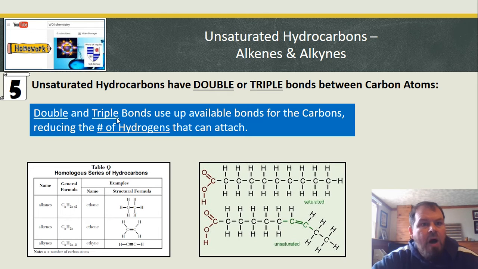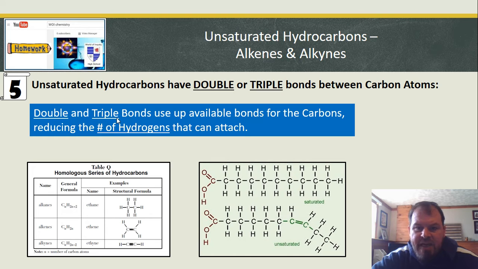Here we go. Unsaturated hydrocarbons have a double or a triple bond right off the bat. And this uses up extra bonds now between the carbons, which means there's less room for hydrogen. I want you to look at the picture at the bottom of the screen and ignore the part where there's the O double bonded to a C to an OH. Forget about that. Look at the big chain piece.